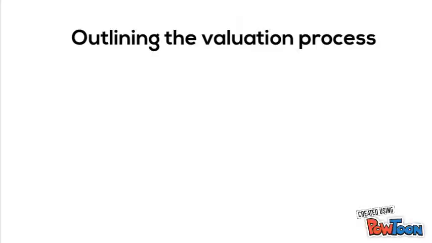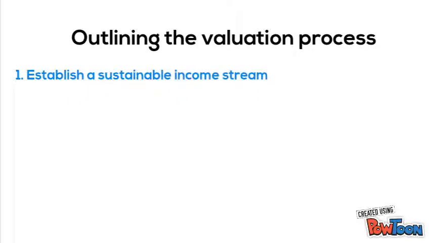Here is a brief step-by-step approach to doing a simple earnings-based valuation. First, we establish a sustainable income stream. This is based on a clean operating profit over the past several years. This means that once-off items and discontinued operations are removed from the operating profits. Then, we determine if there is an upward, downward, or patchy trend in these figures.